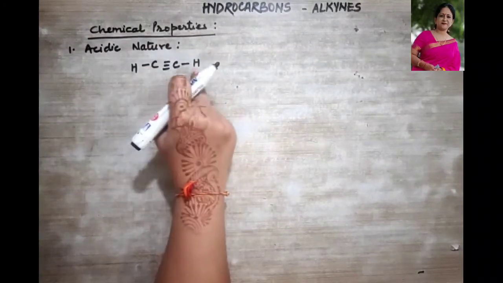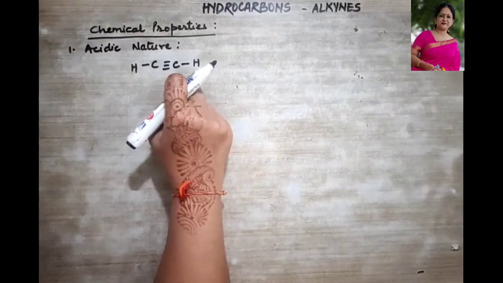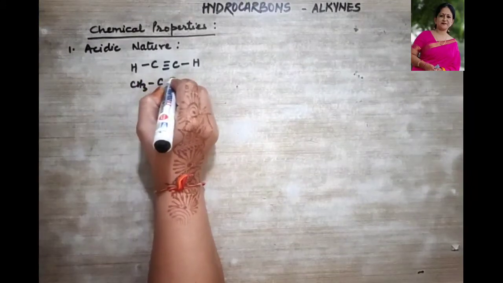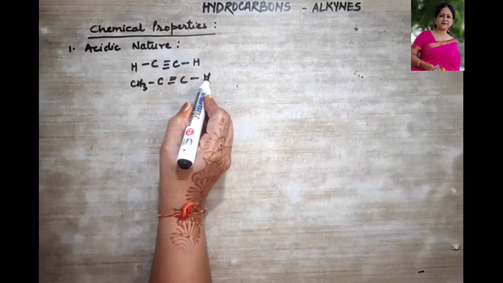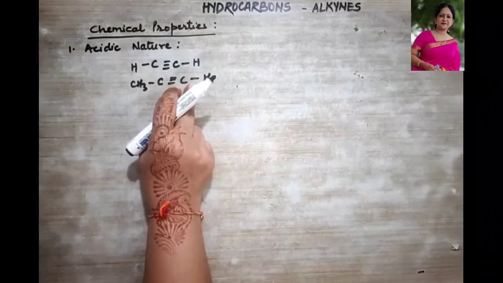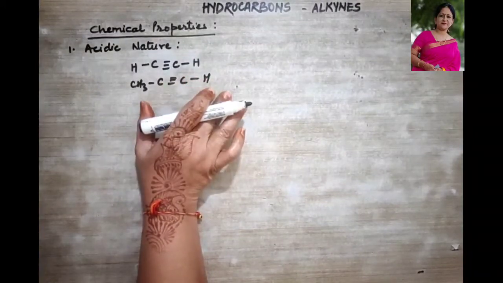For example, just now as I showed you, ethyne shows an acidic character. Similarly, if I write CH3C triple bond CH, one of the carbon terminals is attached with hydrogen, so this is also going to show us the acidic nature. I hope this point is clear.